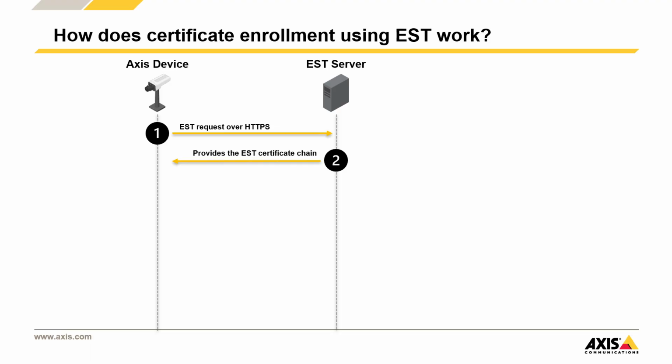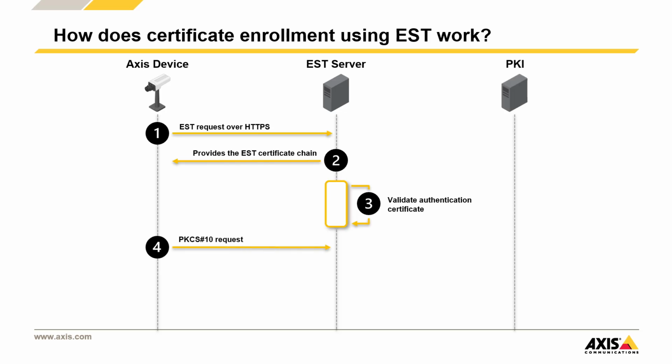This is only done in case the certificate chain is not present yet on the device. Next, the EST server validates the device's authentication certificate. Once validated, the device generates a certificate signing request and sends it over to the EST server. The server passes that request on to the PKI, which issues the certificate based on the configured policy.